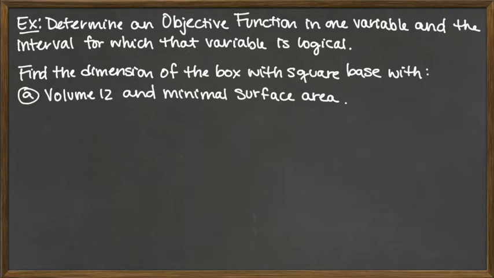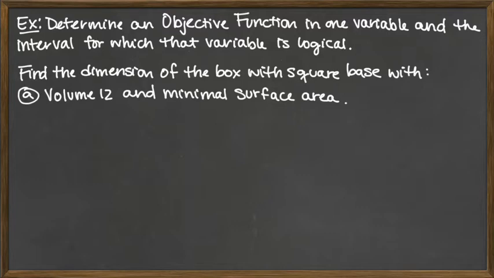That's what's new here. So for this particular example, it says, find the dimension of the box with square base with volume 12 and minimal surface area for the first part there. Volume 12 is given and we want minimal surface area.